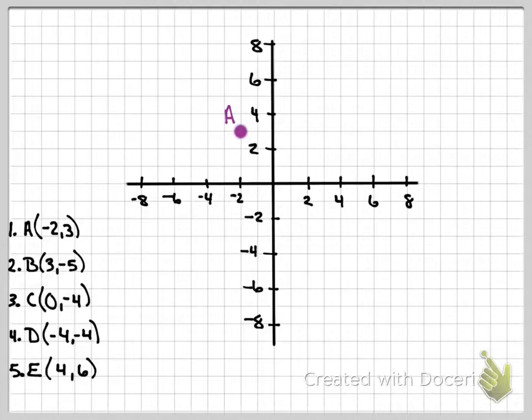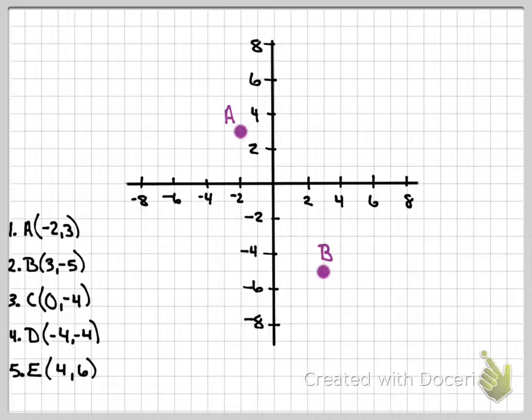What about point B? It's 3, negative 5. So do I go right 3 or left 3? Right. I go right 3 because it's positive. And then do I go up 5 or down 5? Down 5. I go over 3, down 5. And this is point B. All right, I want you to try C, D, and E. Try to plot the points on your coordinate plane.